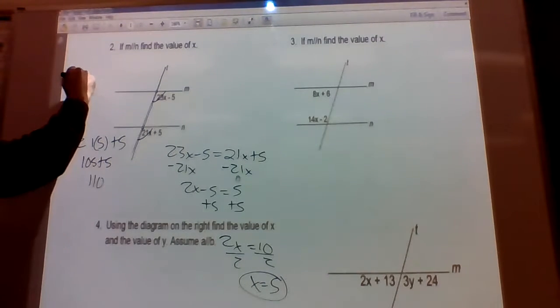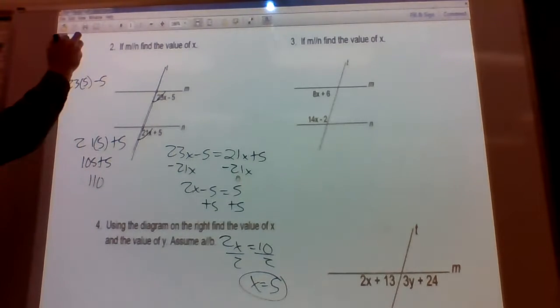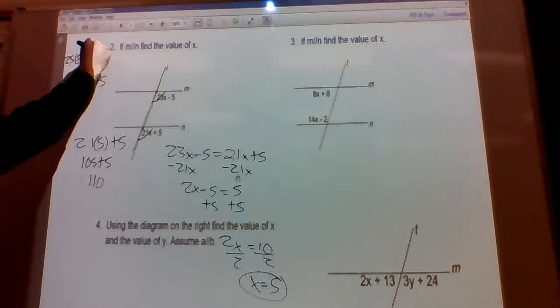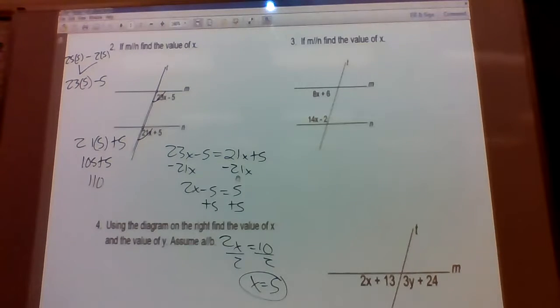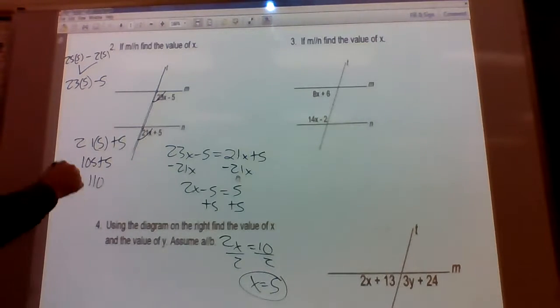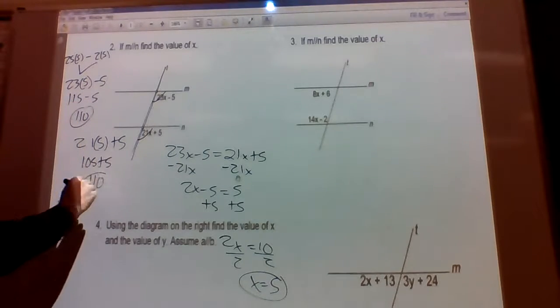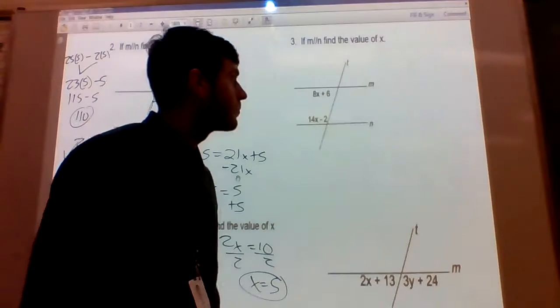23 times 5. Okay, this one we can do: 25 times 5 is 125, minus 10 is going to be 115, right? Because 25 times 5 minus 2 times 5 combined to give us 23 times 5. So we know it's going to be 115 minus 5, which gives us 110, right? We checked our answer. We know we are correct.